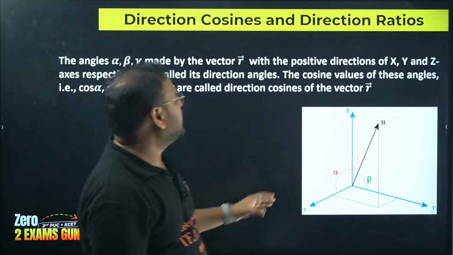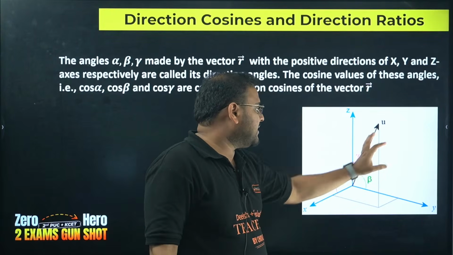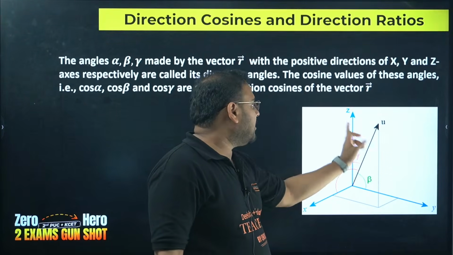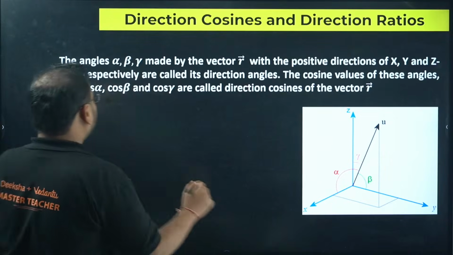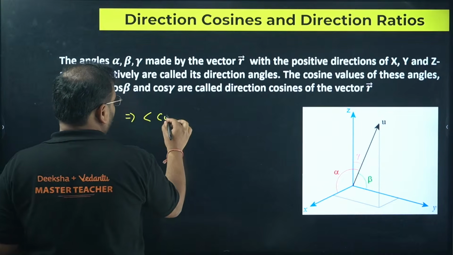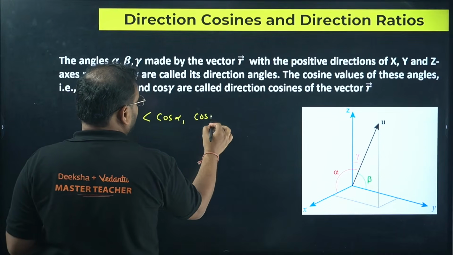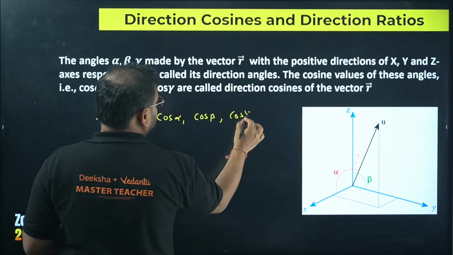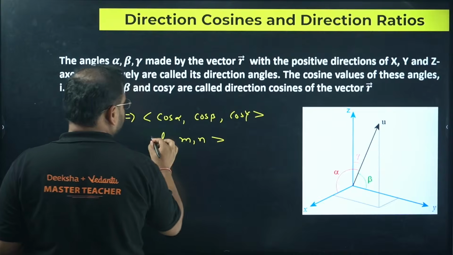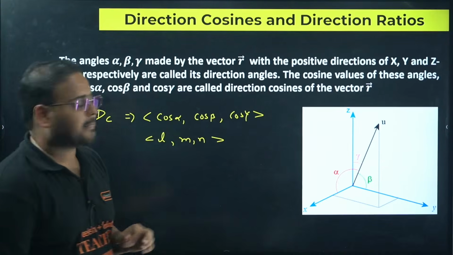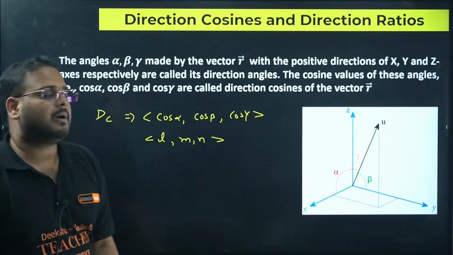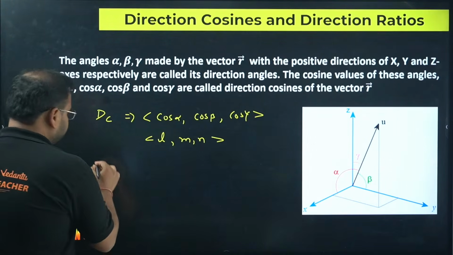Clear? Fair enough? So if this is my vector u, which is making an angle alpha with the x axis, beta with the y axis and gamma with the z axis, then my direction cosines, DCs, are given by cos alpha, cos beta and cos gamma, and this is written as L, M, N. L represents cos alpha, M represents cos beta, and N represents cos gamma. Okay, sir, what about DRs?